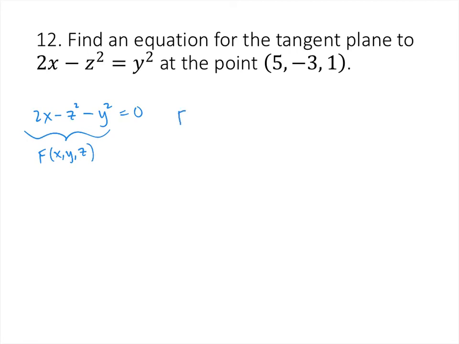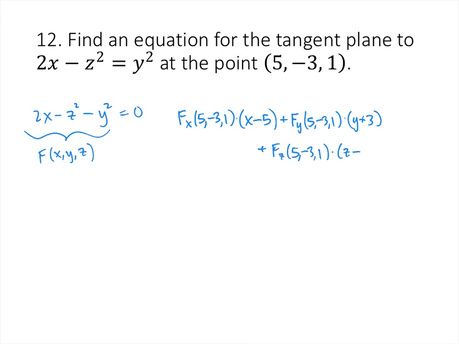So my tangent plane is going to look like the x partial, evaluated at the point (5, -3, 1), times x minus a, which is x minus 5, plus the y partial at (5, -3, 1), multiplied by y minus b, so that's y minus -3, y plus 3, plus the z partial, evaluated at (5, -3, 1), times z minus c, so that's z minus 1, equaling 0. That's going to give me my tangent plane to this surface. So I'm going to figure out those three partials. So f sub x is just 2, f sub y is -2y, and f sub z is -2z.